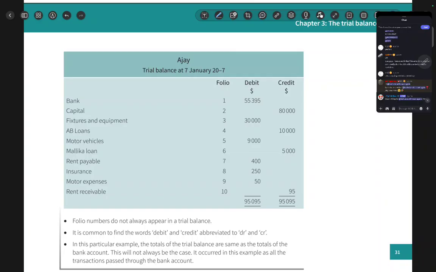Now, if we did not do correct double entry, this would not work, okay? Because let's just say you wrote 95 on the rent receivable side, but you did not write it in your bank account. You did not increase your bank account by 95. It would mean that your bank account would be something like 55300, and this would be 95000, and this would be 95095. So it would not balance, and you're going to be pulling your hair out mid exam. So instead of doing that, just make sure your double entry is correct.